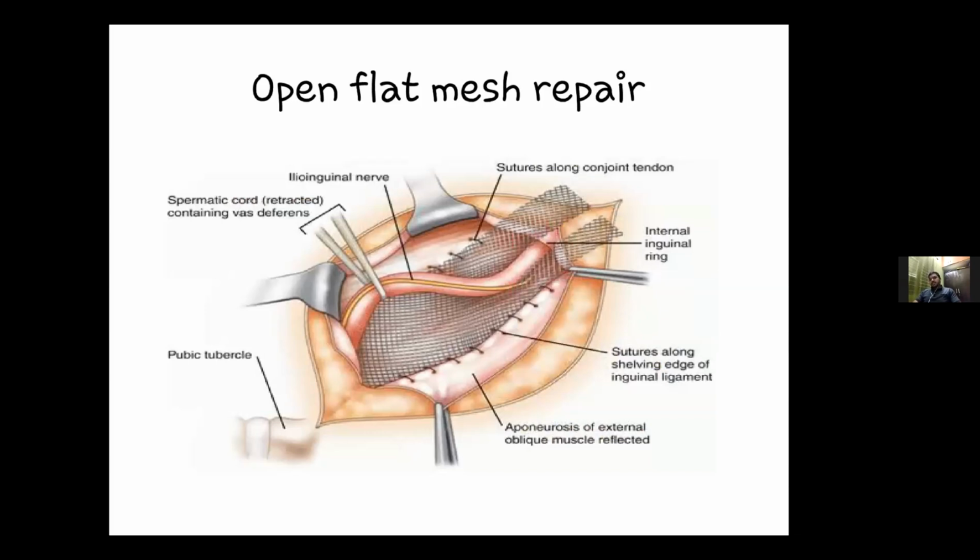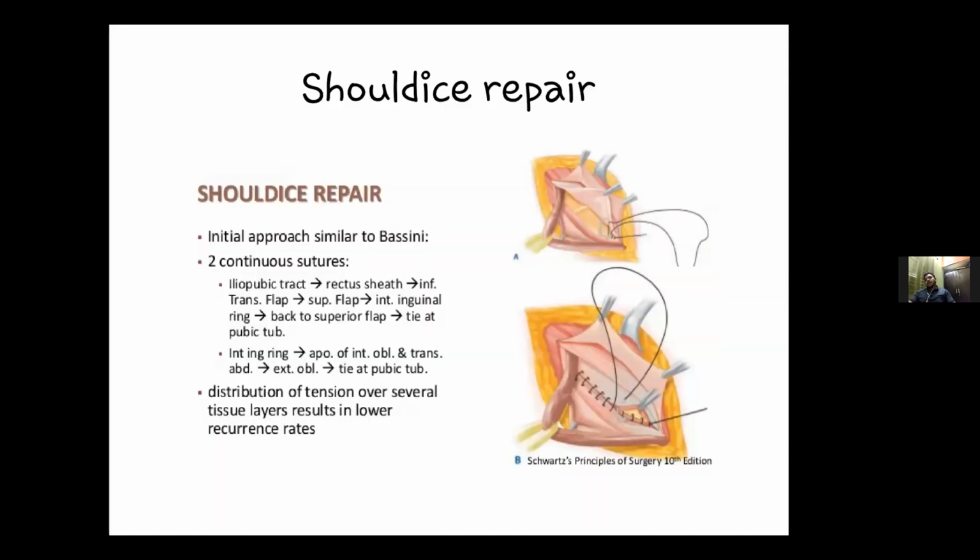Next comes the open flat mesh repair. What do you call that name? Sir, what is the name of that repair? What you just mentioned, no? Scholl-Disc repair, sir. Taking a leaf of external oblique aponeurosis and strengthening the posterior wall.